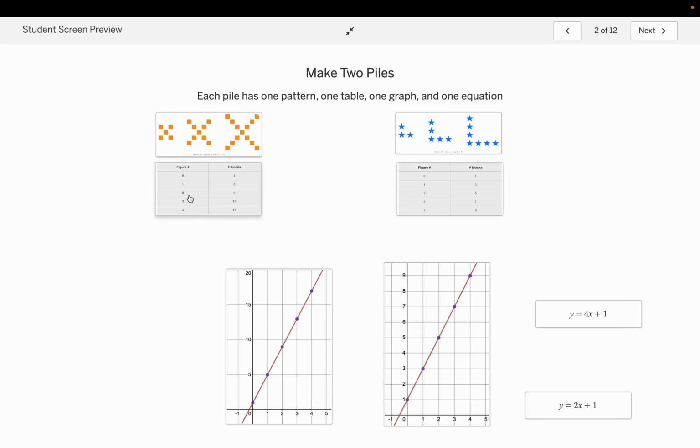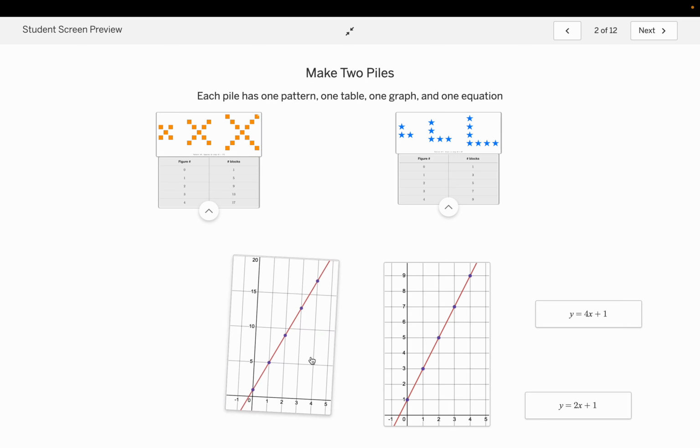Now, right now, you might have these near each other, but Desmos won't recognize them as connected unless you drag one onto the other, and you see that little purple boundary, and then when you let go, they snap together. It's really important in Desmos to connect them.